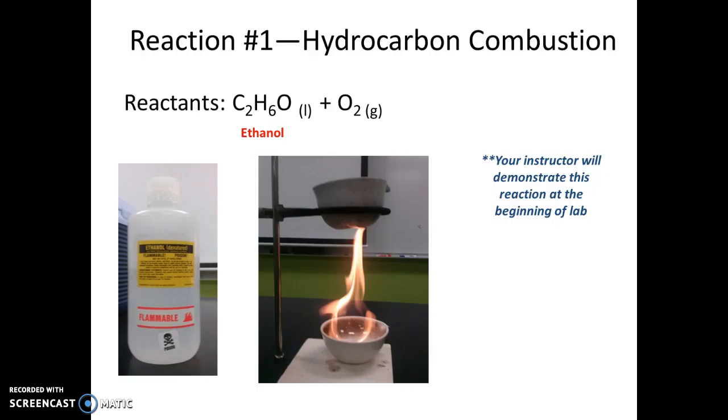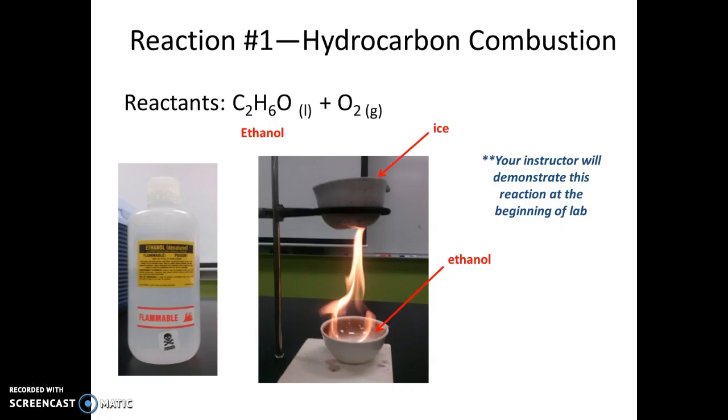The first reaction that you're doing is an example of hydrocarbon combustion. The hydrocarbon that you'll be using is ethanol. And the ethanol is a clear, colorless solution, and you'll see a bottle in the lab. Reaction number 1 is the only reaction that you won't set up independently with your partner in lab. Your instructor is going to demonstrate this reaction in the front of the room. And what they're going to do is pour the ethanol into the ceramic dish and light it on fire. And you'll see that you'll get a really big flame like this.